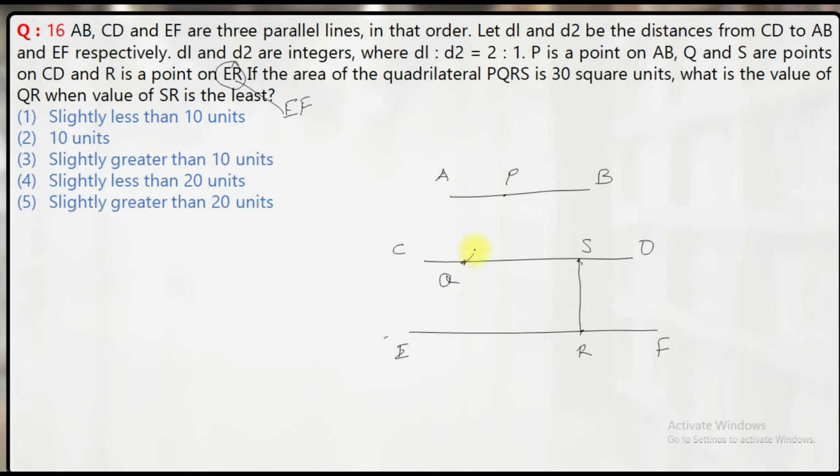Let's join these points. PQ, RS. This is a quadrilateral. And we also know that the distance between AB and CD is D1 and CD and EF is D2. If you take this base as S and this distance as X, so distance between AB and CD becomes how much? 2X, which was D1 here. Now what's the area given? Area of PQRS is 30 square units.